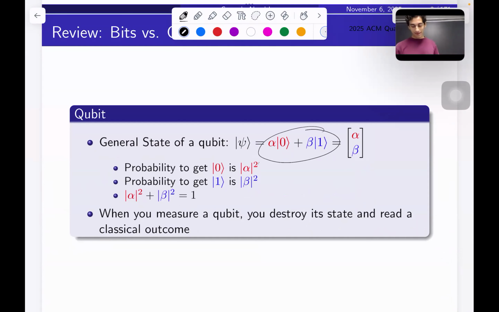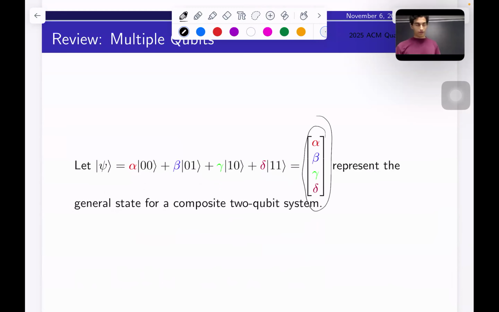When you have a multi-qubit system, you use the tensor product. So you can have four possible states with two qubits. And then again, you can arrange them in a column vector with four elements, and each element has a weighted coefficient.